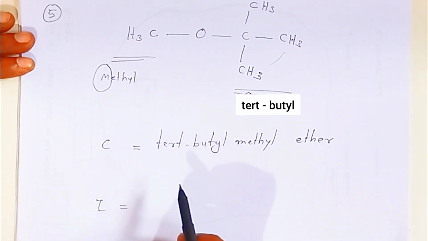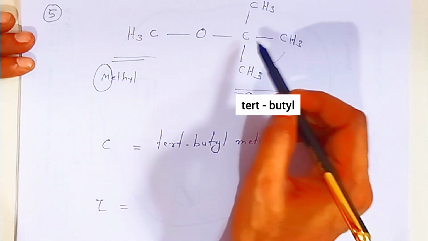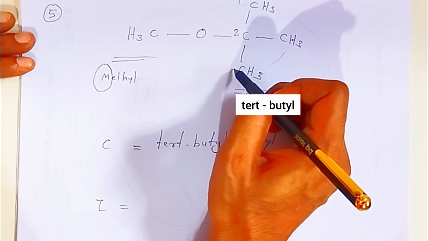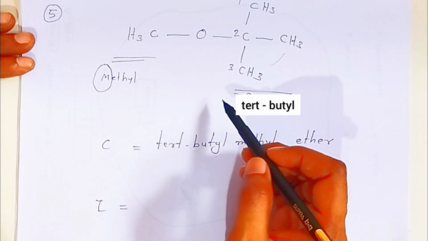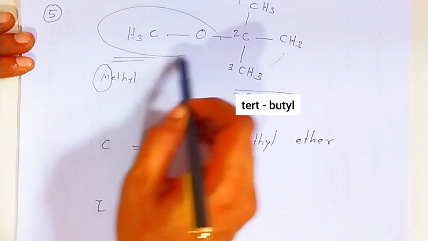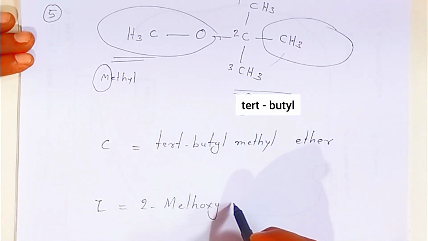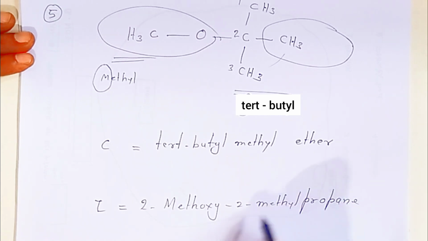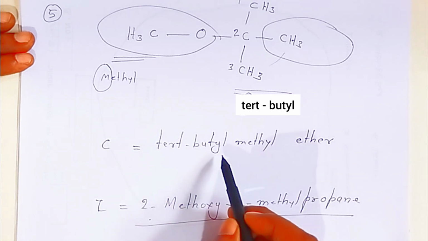In the IUPAC name, how are you going to name it? You have to select the largest number of carbon from the alkyl side. So this side is where you can get the largest carbon. So this will be carbon number 1, this will be carbon number 2, and carbon number 3 may be here or here. I am writing here. This is the largest number of carbon, that will be your parent. Now at carbon number 2 you have methoxy and you have what? Methyl. So we will write 2 methoxy, and here also you have 2 methyl and propane. So this is your parent, and the whole compound will be 2 methoxy 2 methyl propane. 2 methoxy 2 methyl propane is nothing but tertiary butyl methyl ether.